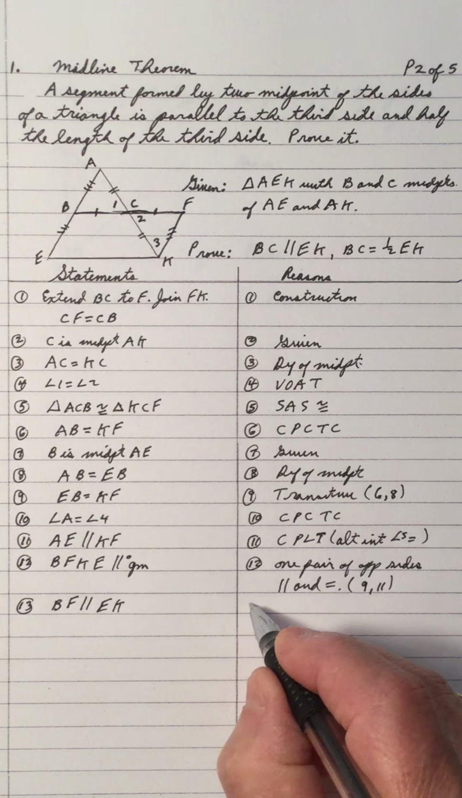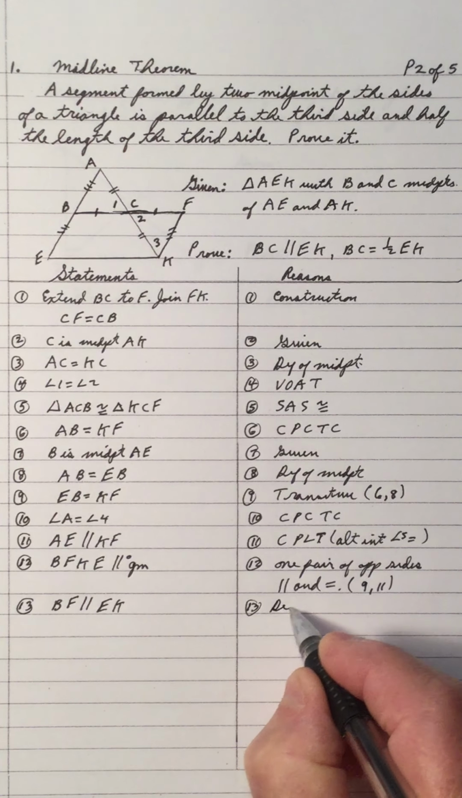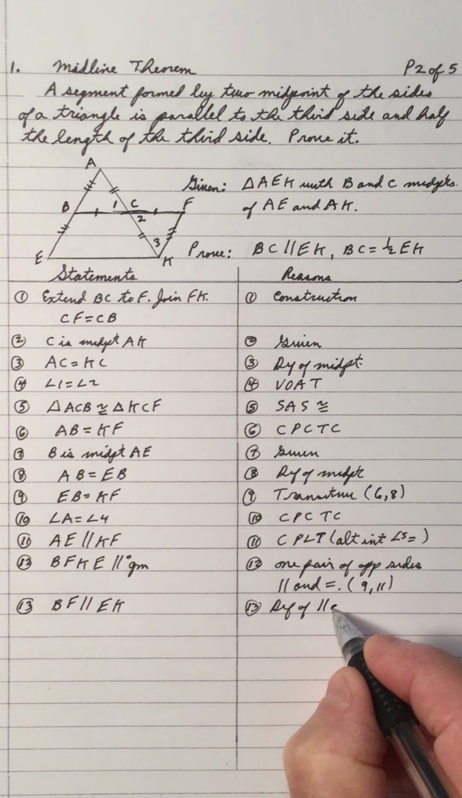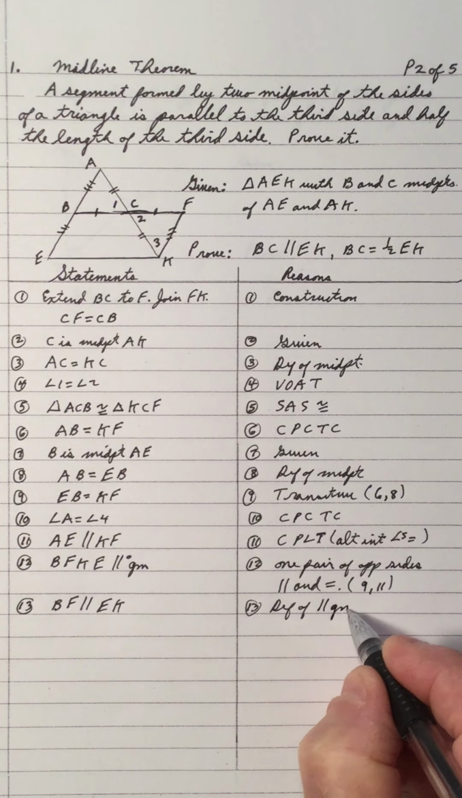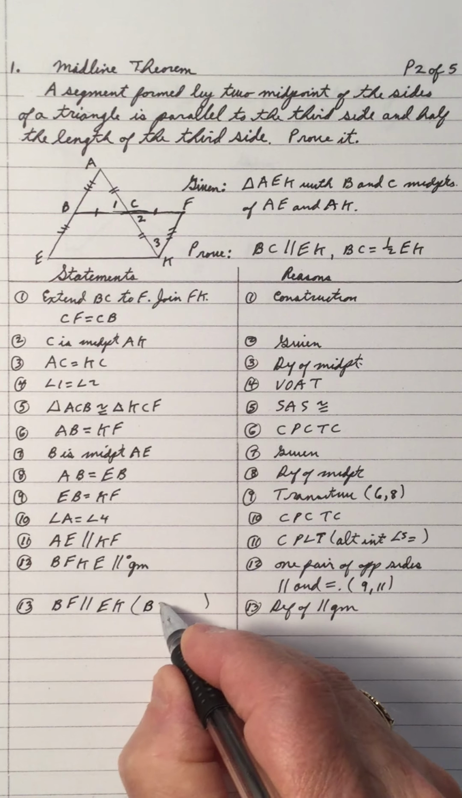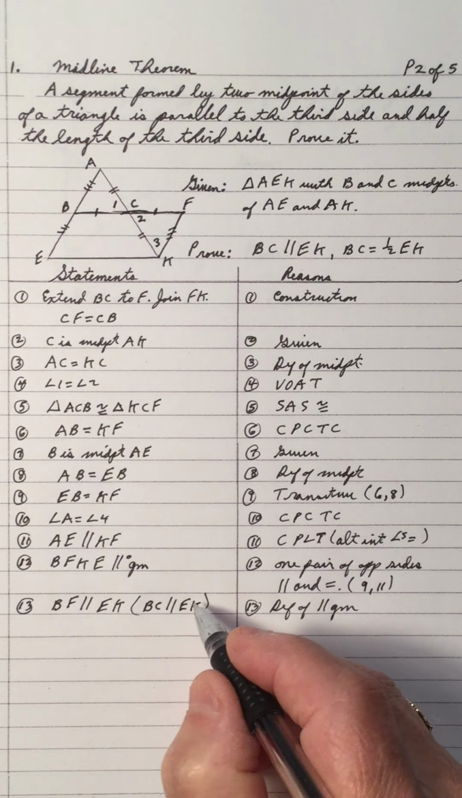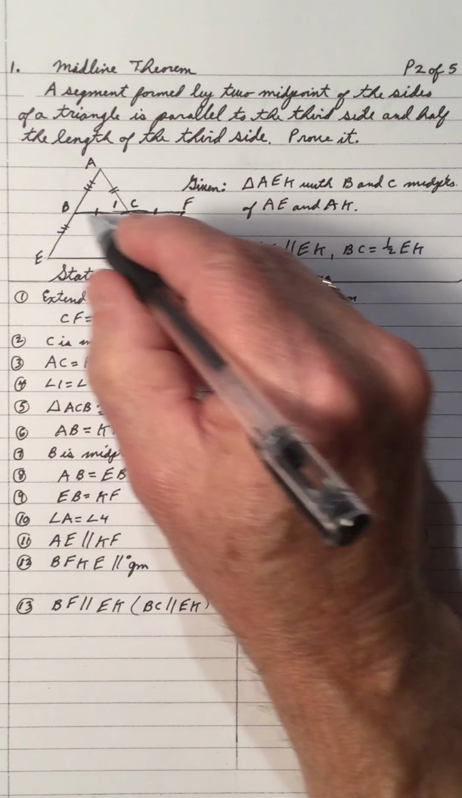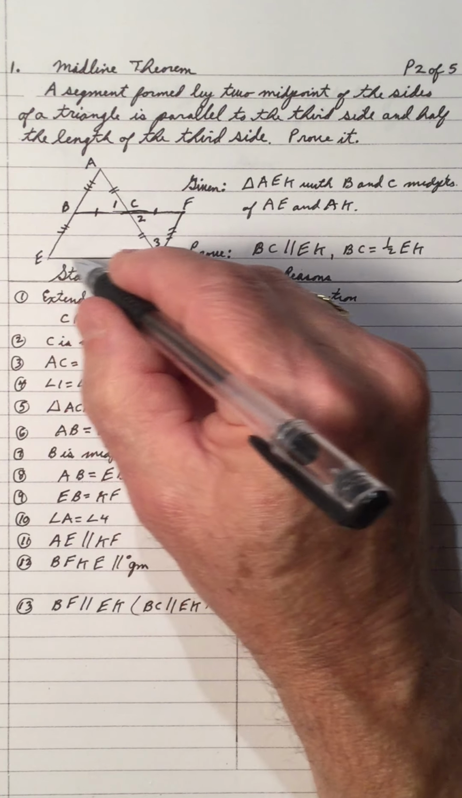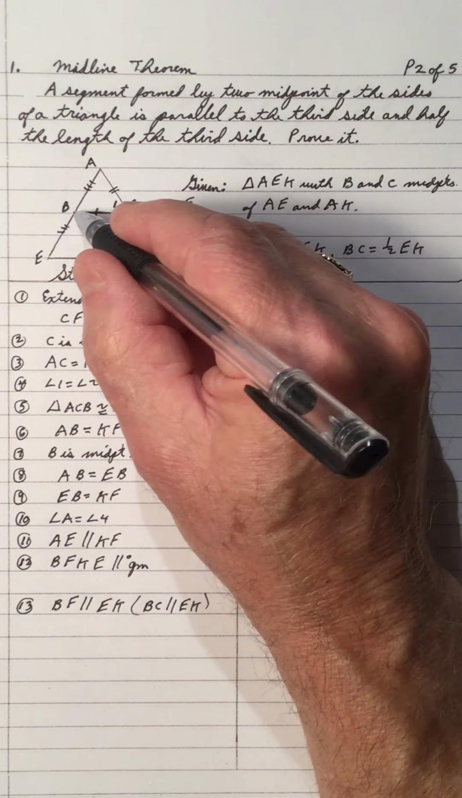BF is parallel to EK by definition of a parallelogram. But also, when we say BF, we're also saying that BC is parallel to EK, which is what we have to prove. So because this is a parallelogram, BF is parallel to EK, which means that BC is parallel to EK. So we have the sides parallel right here.